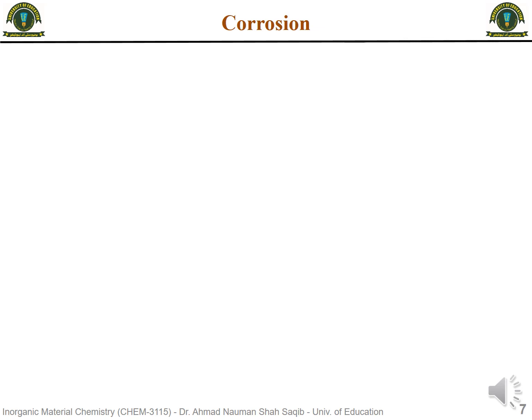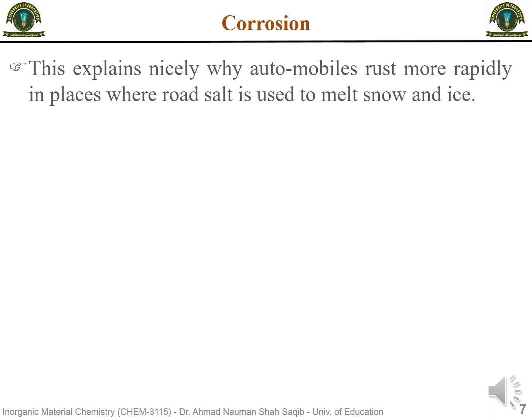So from the animation we have learned that it requires water and air for the corrosion to happen, and also we learned that if salt is present, the presence of salt actually acts as a catalyst and it enhances the corrosion process. So that actually explains why in hilly areas where mostly snow falls, salt is mostly used on the roads to melt the snow.